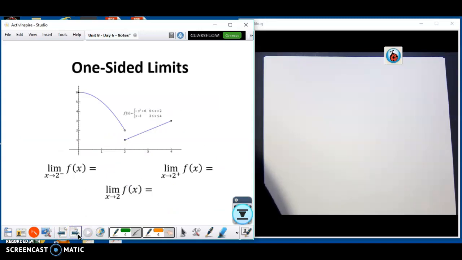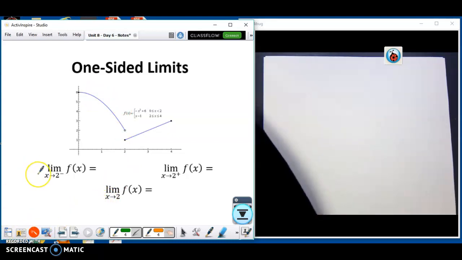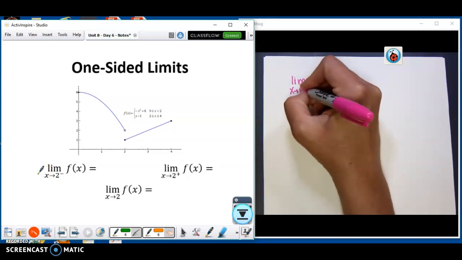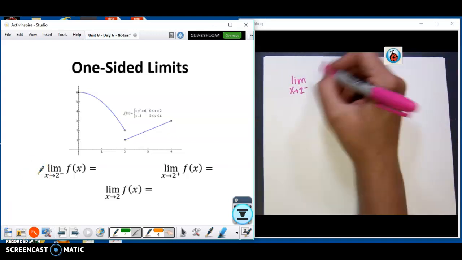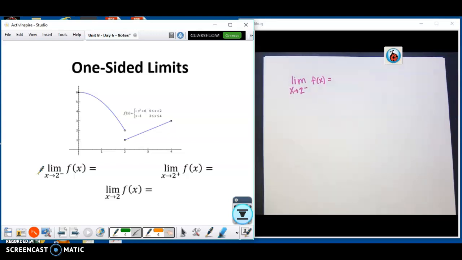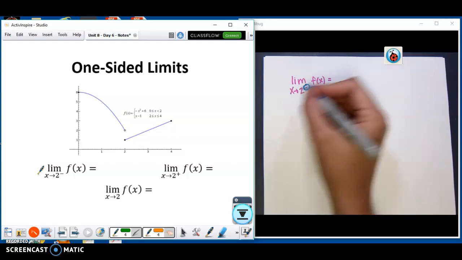We have to take a look at one-sided limits before we can actually look at a limit. Here's a graph they gave us. They did tell us what the piecewise function is, but we're not looking at the algebraic part today, so you really just need the graph. I'm going to write this up here: the limit as x approaches 2, with that little minus sign at the top, of f of x. That little minus sign tells you from the left.